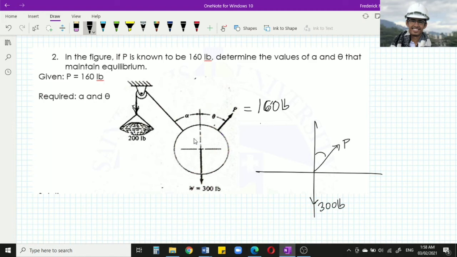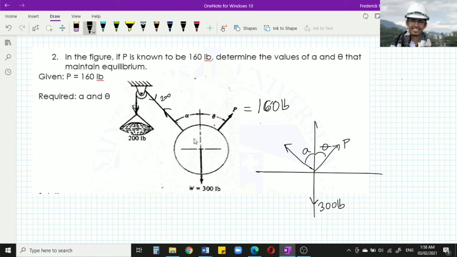And we have the angle theta. And meron din tayong force dito. And we have the angle alpha. Okay. So, kung 200 pounds yon, ito will be 200 pounds then. Okay. Meron din tayong tension dito na 200 pounds.